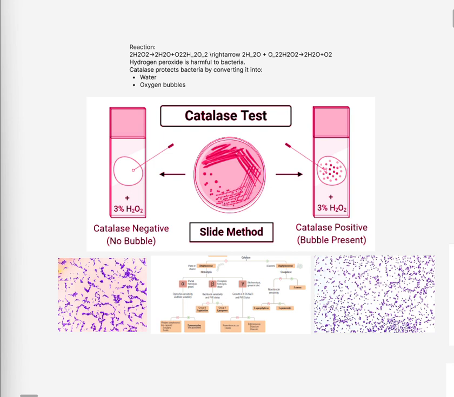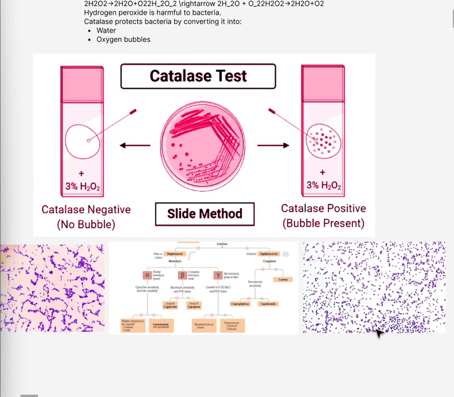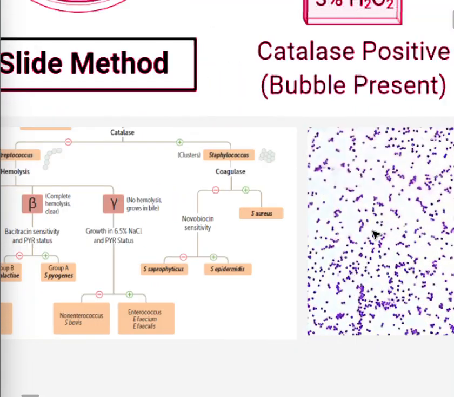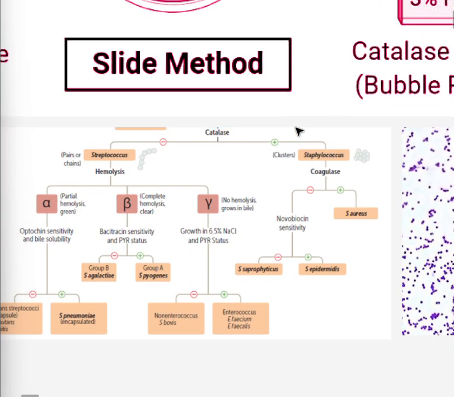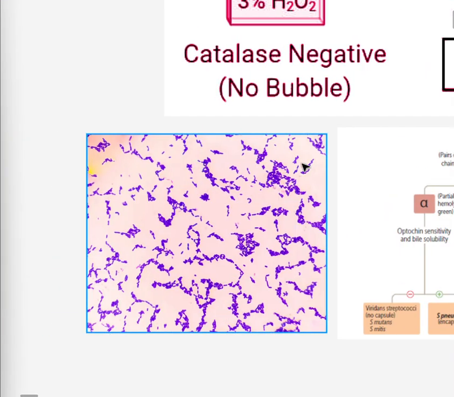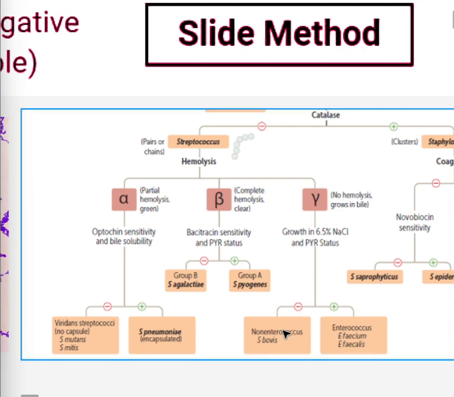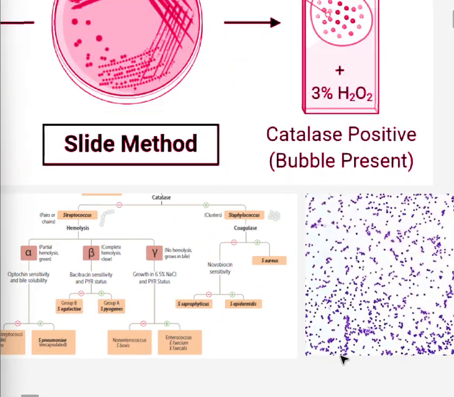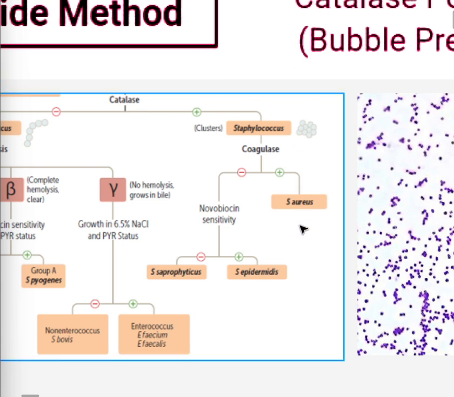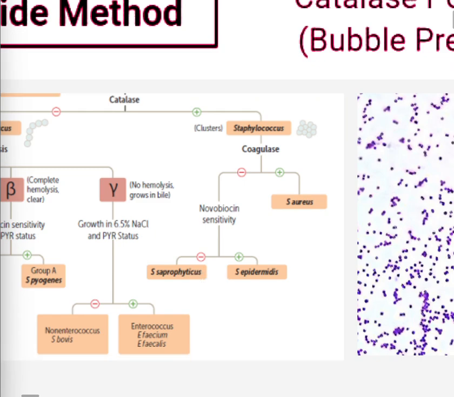But once something is catalase negative, you know that this is either the pairs or chain strep, or you know that this is the cluster-based staph. So this is a picture of the clusters of staph, and this is a picture of the pairs or chains of strep, right? So when we went to strep, we said that it will either be Streptococcus or Enterococcus, right? And when we went to the staph, we said it will either be aureus, epidermidis, or saprophyticus.